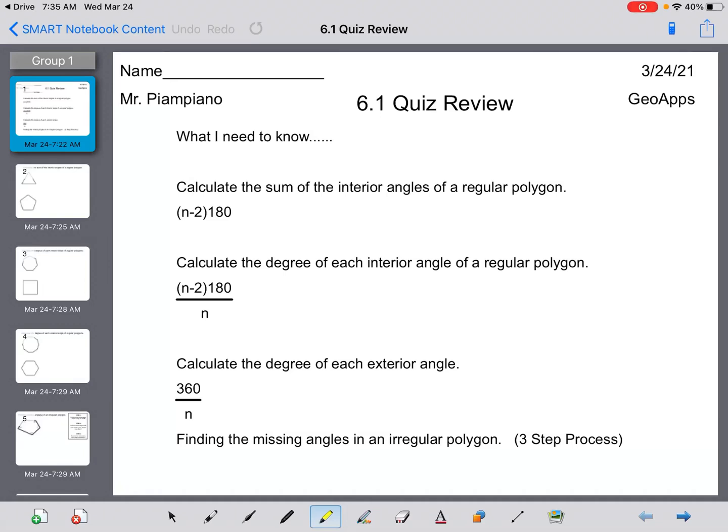All right, everybody, this is your 6.1 quiz review. Your quiz will be tomorrow. There's a few things that we need to know. Okay, 1, 2, 3, 4. Calculate the sum of the interior angles of a regular polygon.